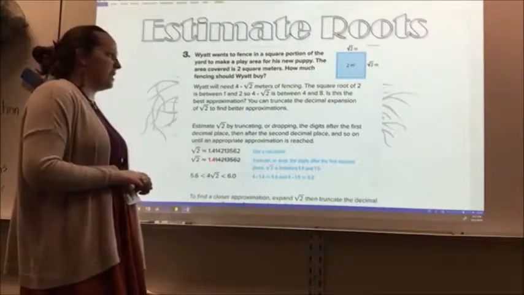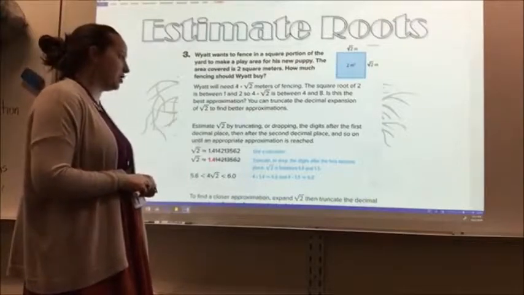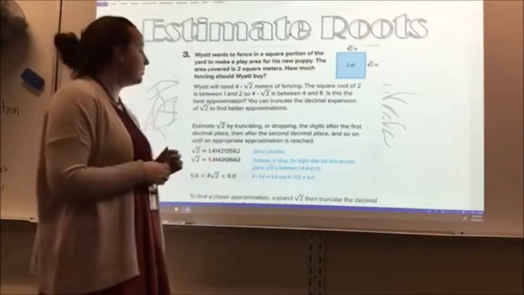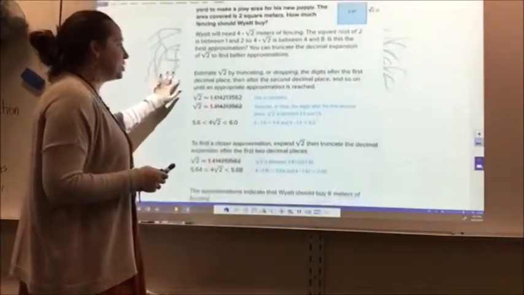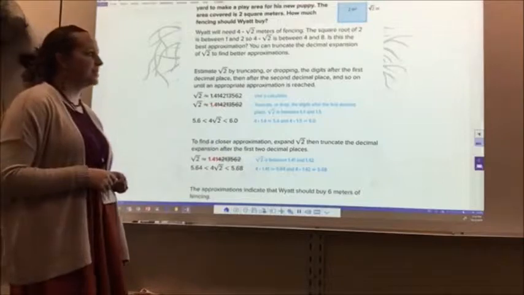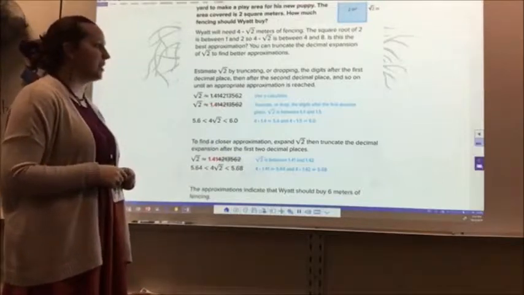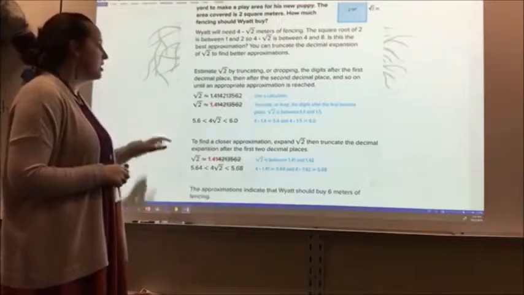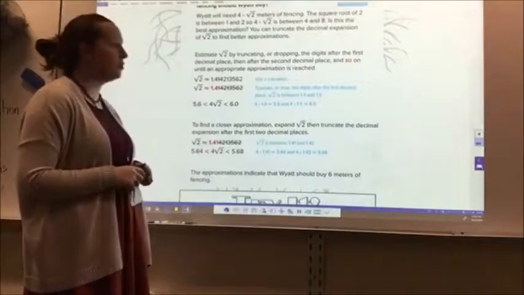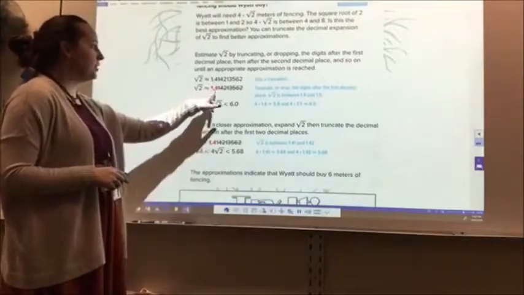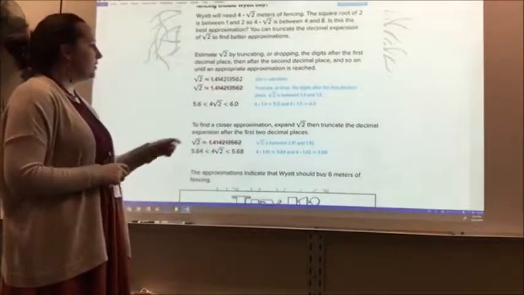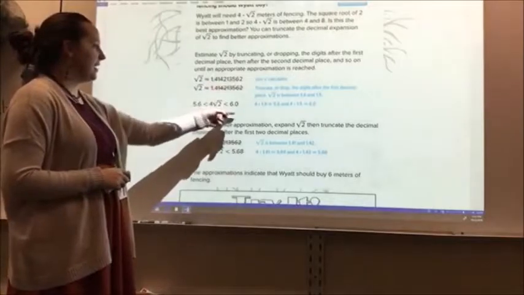Is this the best approximation? You can truncate the decimal expansion of square root of 2 to find better approximations. Truncate means to end, to stop. I can estimate the square root of 2 by truncating, or dropping the digits after the first decimal place, then after the second decimal place, and so on until an appropriate approximation is reached. So square root of 2 is approximately 1.414213562 using a calculator. I drop all of the decimals and truncate it at 1.4. This is between 5.6 and 6.